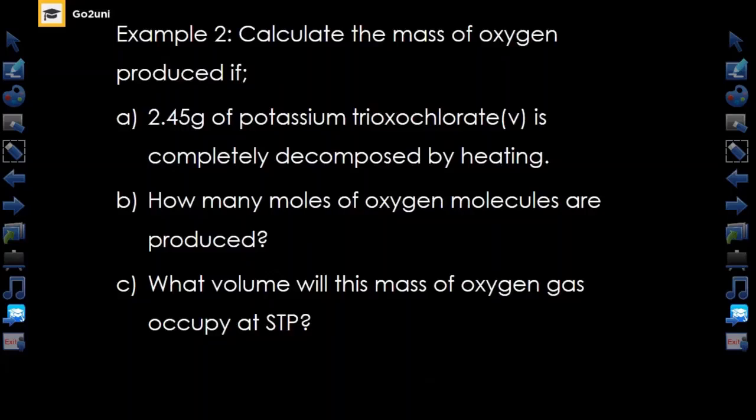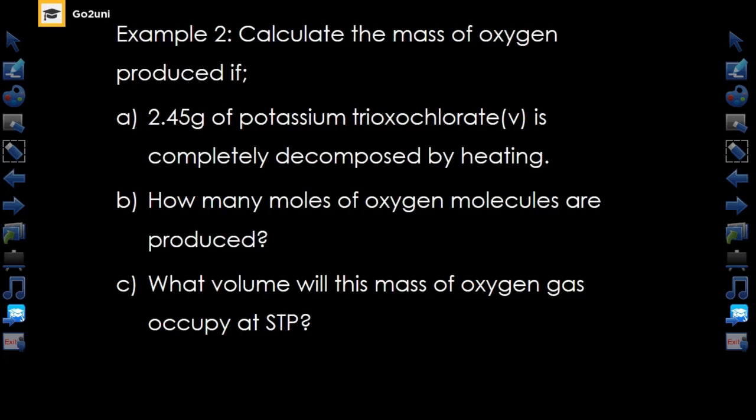So we are looking at example 2 now, and the question says, calculate the mass of oxygen produced if 2.45 grams of potassium chlorate is completely decomposed by heating. The second part of the question says, how many moles of oxygen molecules are produced? And the last question says, what volume will this mass of oxygen gas occupy at STP?